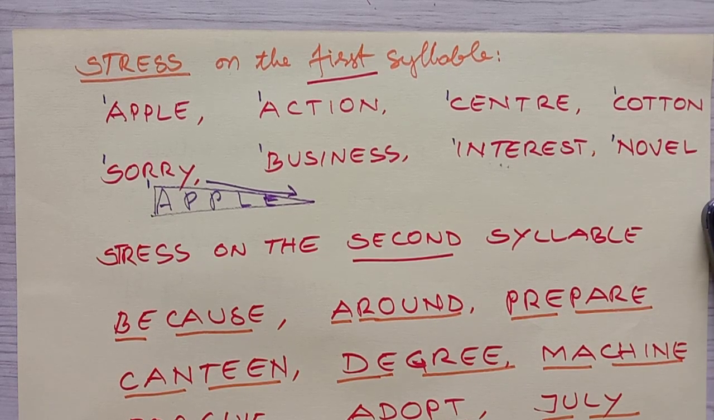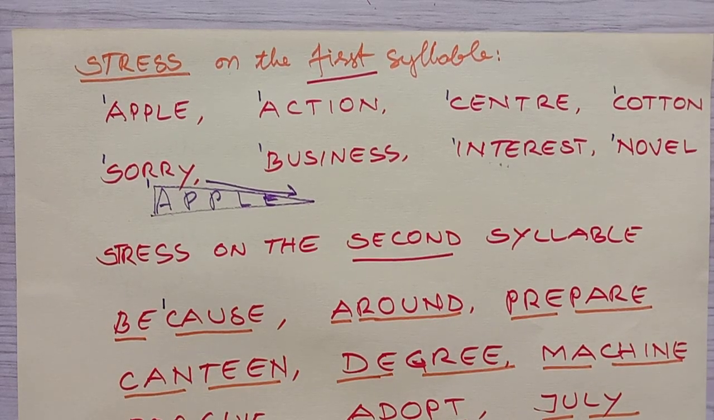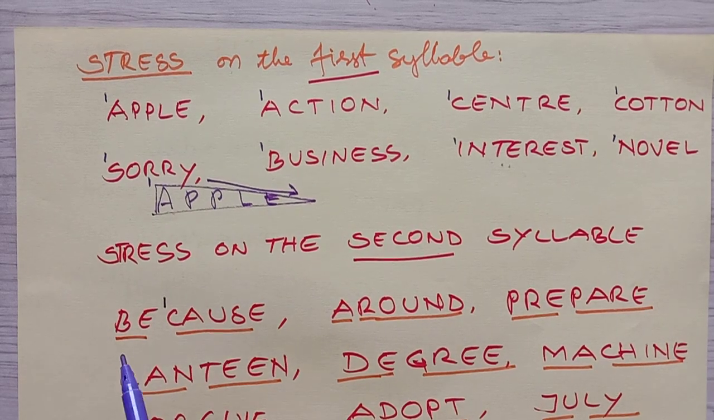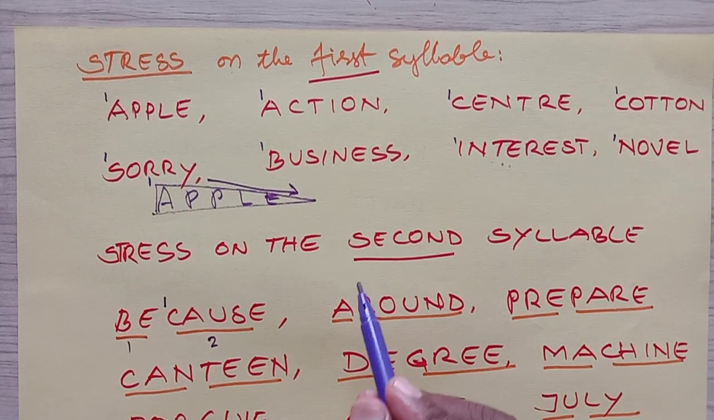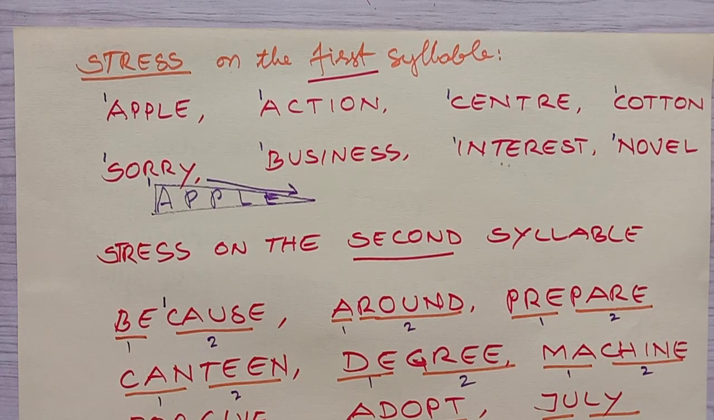Now we need to put the stress marking on these words. How can we do that? As I said, stress on the second syllable, you mark the stress at the beginning of the second syllable. This is syllable 1, this is syllable 2. In the examination you need not write these numbers, you just have to mark the stress directly on the second syllable. For that, there are certain rules.